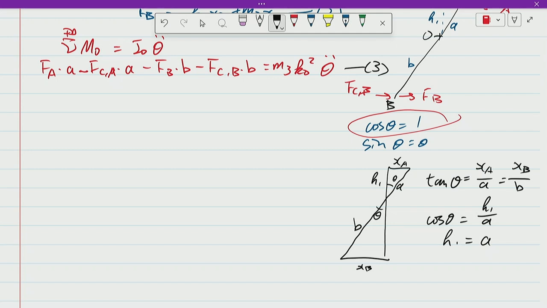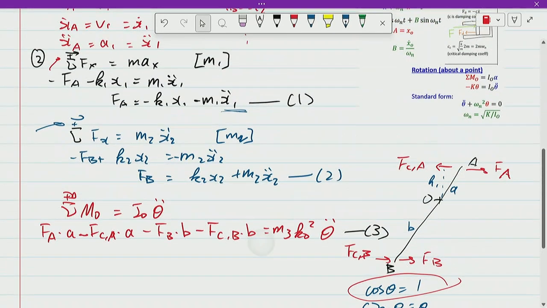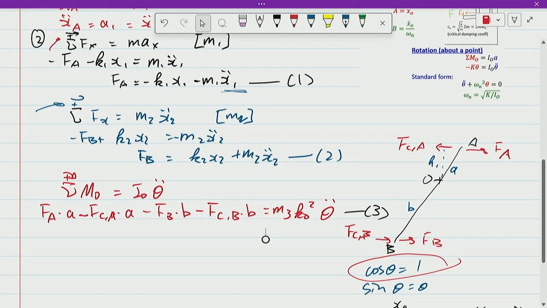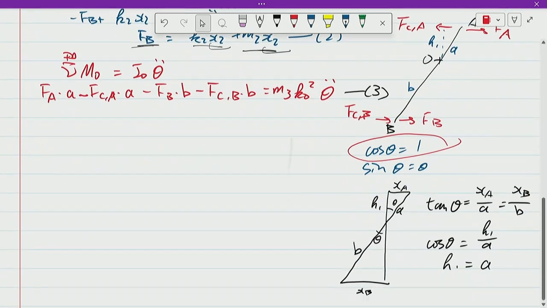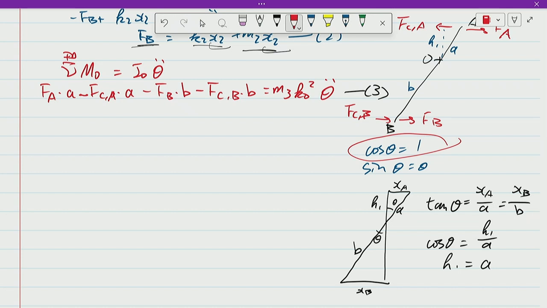Now our equation looks pretty ugly if you plug everything in, because if you look at FA, it's K1x1, that's fine, but FB, K2x2, M2x2 dot dot, the equation wants it in terms of x1 primarily, so we have to get rid of x2 and x dot dot 2. And we also have to basically present the damper forces.